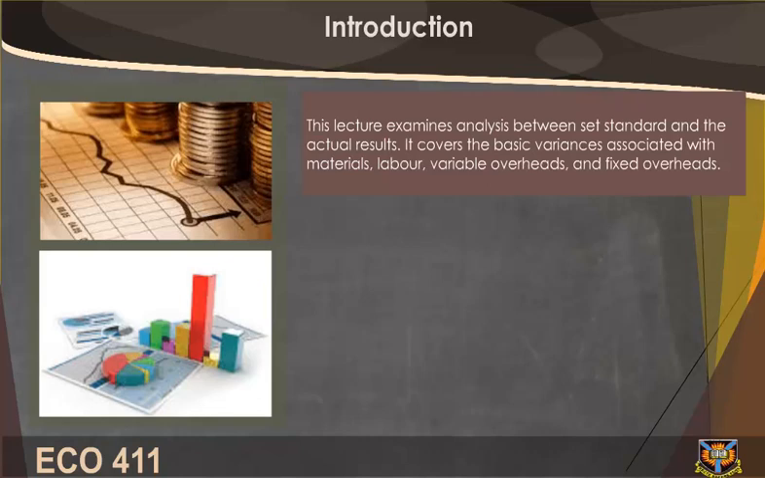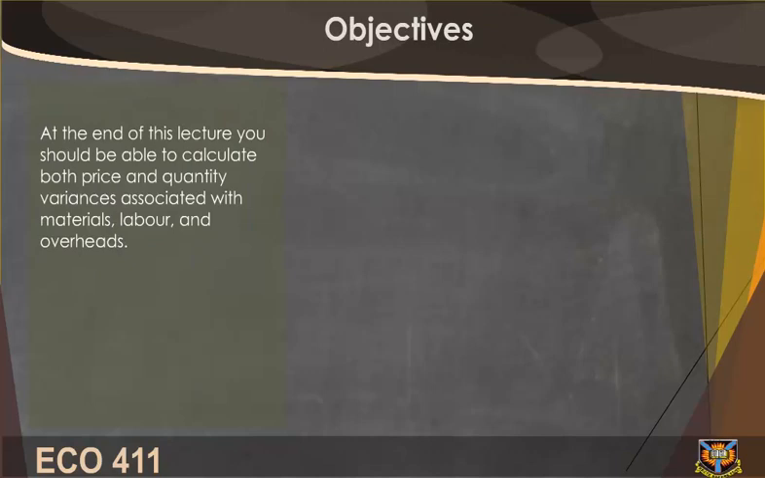Introduction. This lecture examines analysis between set standard and actual results. It covers the basic variances associated with labor, material, variable overheads, and fixed overheads. Objectives. At the end of this lecture, you should be able to calculate both price and quantity variances associated with materials, labor, and overheads.